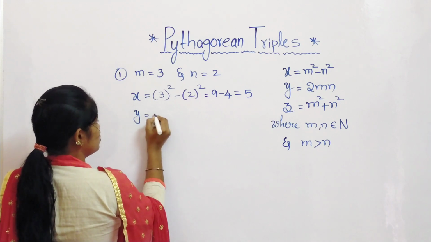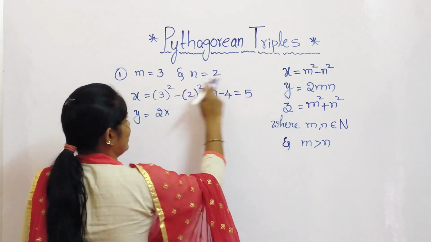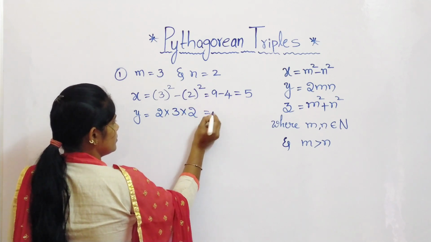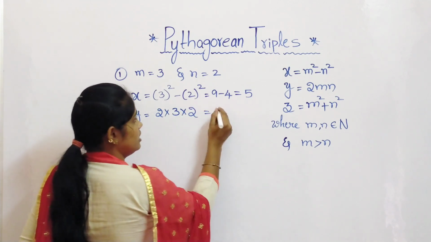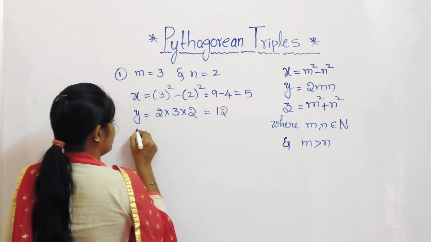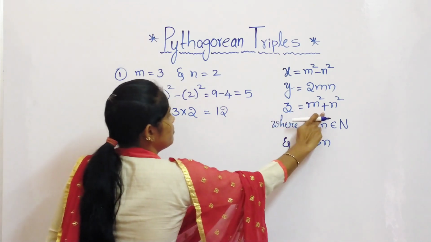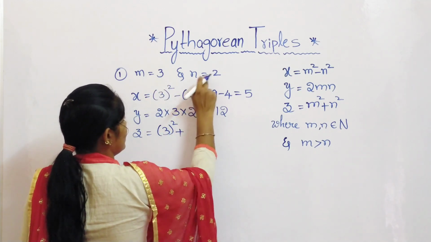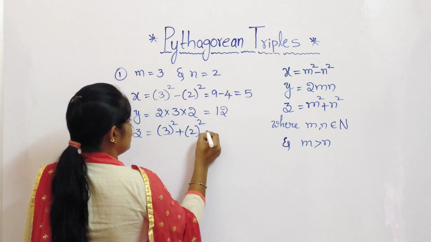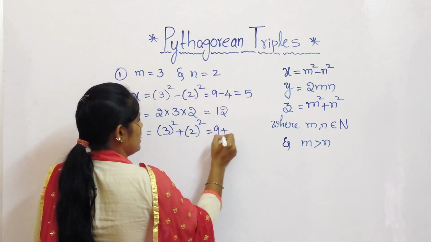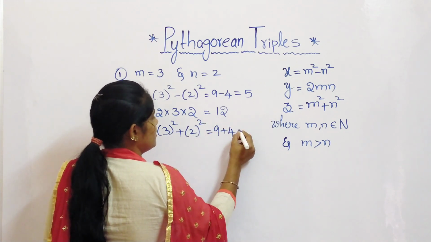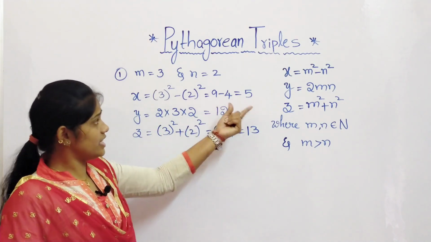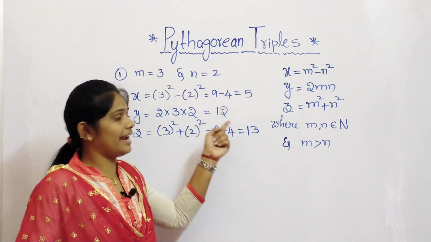Next y is equal to 2 into m into n. So m into n is 3 into 2. 2 3s are 6 and 6 2s are 12. Next z is equal to m square plus n square. So m square is 3 square plus n square is 2 square. 3 square is 9 plus 2 square is 4. 9 plus 4 is 13. Now our resultant values are 5, 12 and 13.